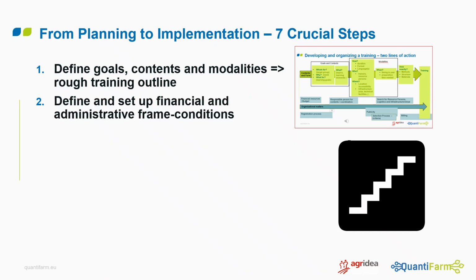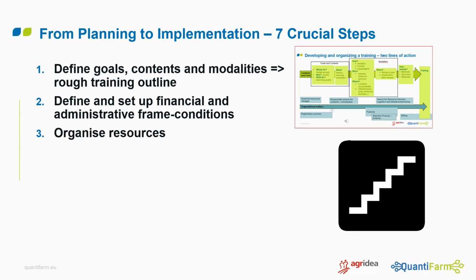A next step is to define and set up financial and administrative frame conditions. This is the backbone of your action line of organizational matters, the blue line on the last slide. This step includes the calculation of the course fee and the setup of procedures for registration and selection as a basic necessity for advertising the training later.